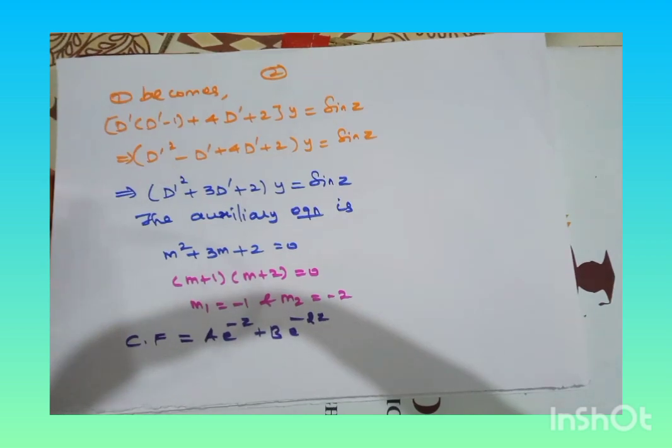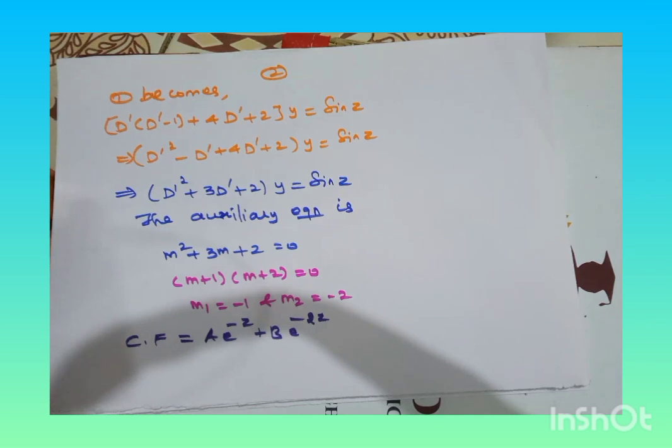So the equation becomes D dash into D dash minus 1 plus 4D dash plus 2, of y, is equal to sine z. Then simplify, we will get D dash squared plus 3D dash plus 2 of y equal to sine z. So this is the required differential equation, isn't it? So I am going to write the auxiliary equation: D dash is replaced by m, so m squared plus 3m plus 2 equal to 0. Why are we taking the auxiliary equation? We have to find the value of m, isn't it? So the values of m are minus 1 and minus 2. If you factorize the second order equation, you will get minus 1 and minus 2.